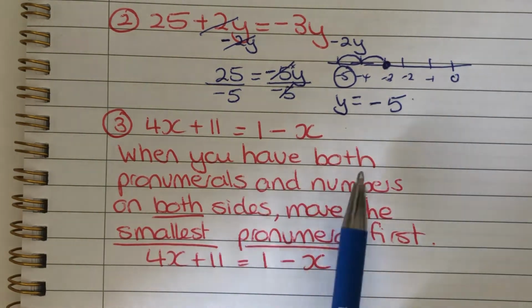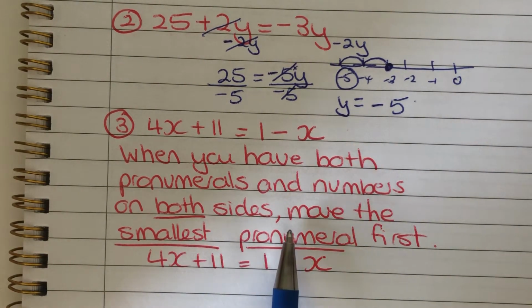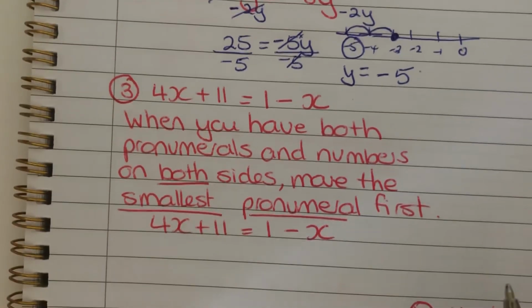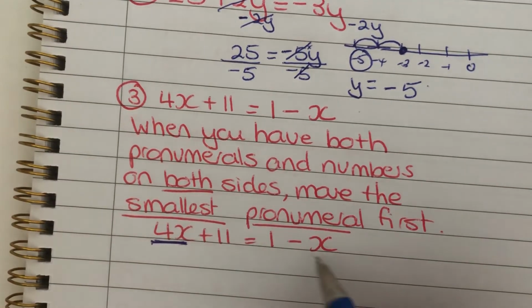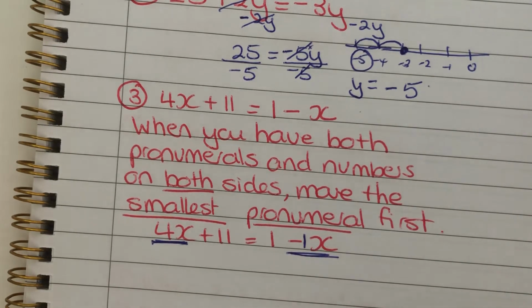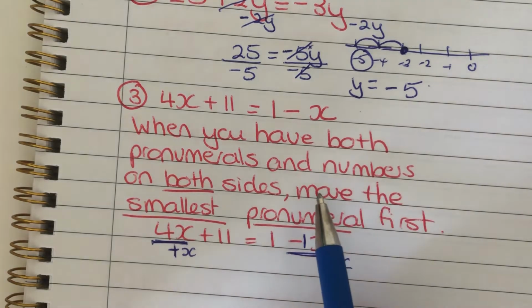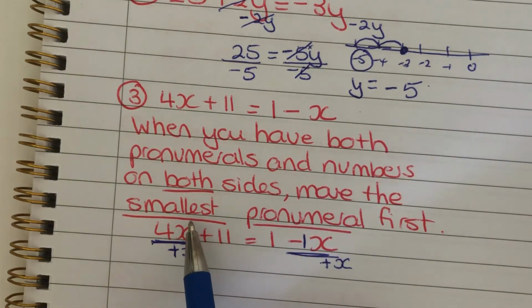Okay, so when you have both pronumerals and numbers on both sides, move the smallest pronumeral first. So let's look at the pronumerals. We have 4x and we have minus x, not just x, but minus x. And remembering when there's nothing there, it's a 1. So the opposite of minus 1x is plus 1x or plus x. We're going to do that to both sides because it says move the smallest pronumeral. So you look at pronumerals and then you look for the smallest one.